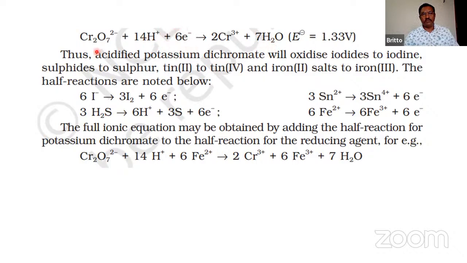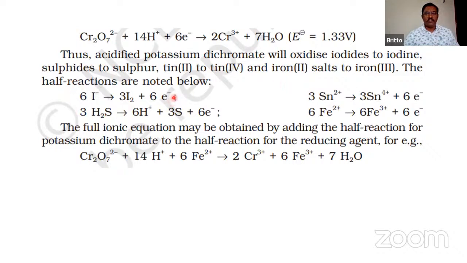number of electrons is 6. So this is the balanced reduction reaction for this reagent, potassium dichromate. So dichromate Cr2O7 2 minus plus 14H plus plus 6 electron gives 2Cr3 plus plus 7H2O. Some of the examples they have given: dichromate will oxidize iodide to iodine, sulfide to sulfur, tin 2 to tin 4, iron 2 to iron 3. Okay, some of the examples: sulfide to sulfur, iodide to iodine.